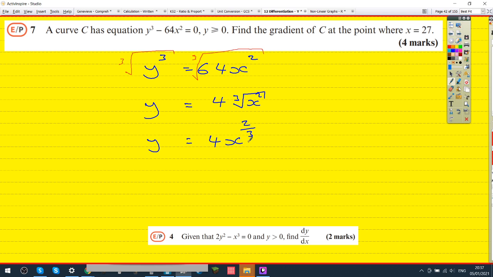Now you can differentiate. And then you multiply that by 4. 2 over 3 by 4, which is 8 over 3. Yep. X. And then you do 2 over 3 minus 1, which is minus a third. And then you can substitute 27 for x.